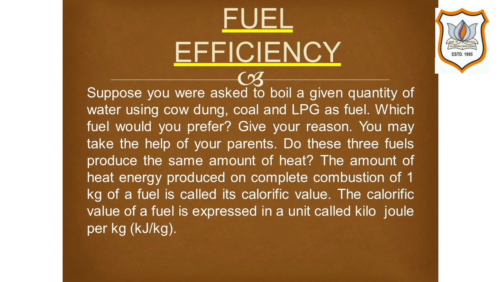The efficiency of a fuel is expressed in terms of its calorific value. The amount of heat produced by the complete burning or complete combustion of 1 kilogram of a fuel is called its calorific value. The calorific value of a fuel is expressed in the unit of kilojoules per kilogram, which is written in short form as kJ per kg.